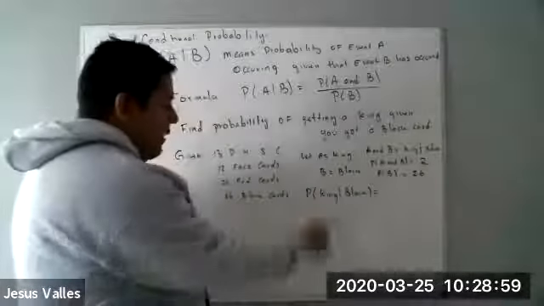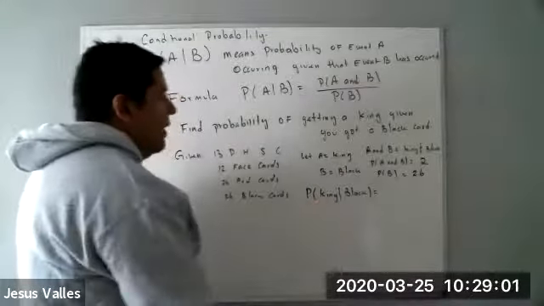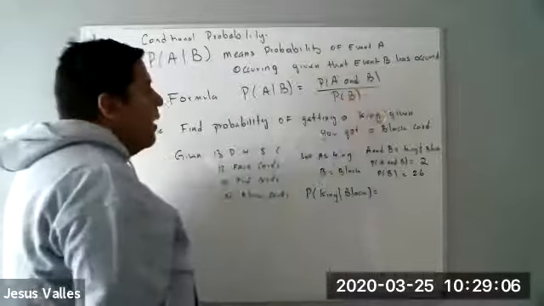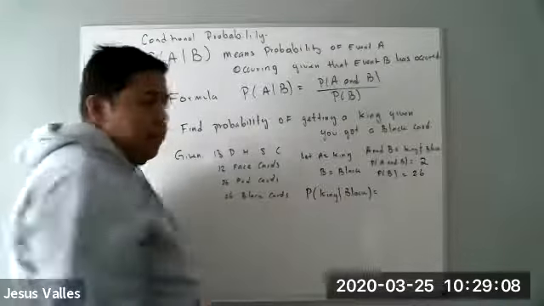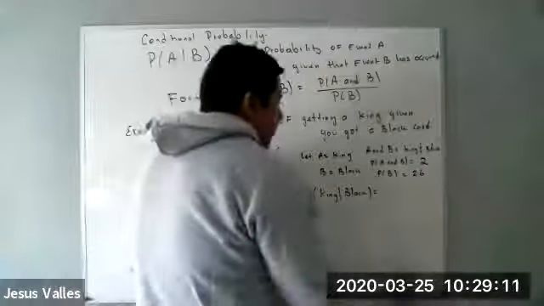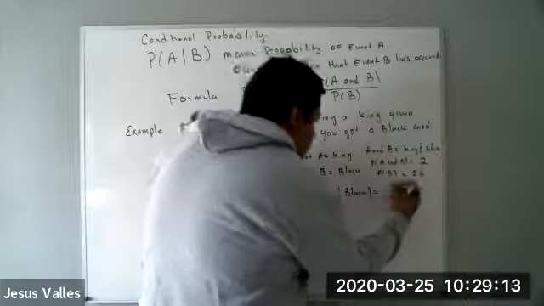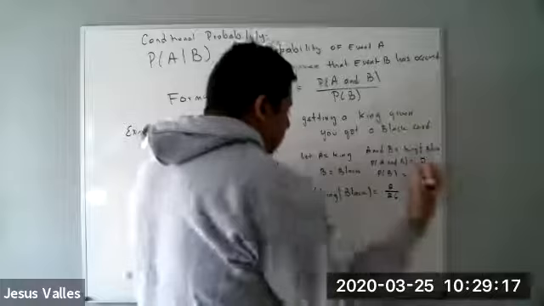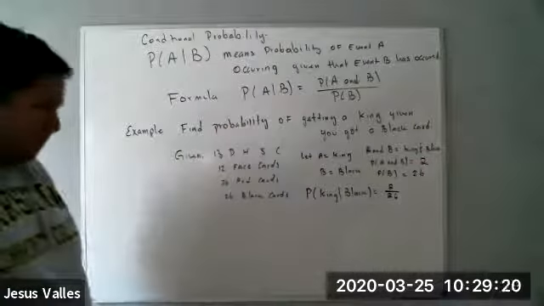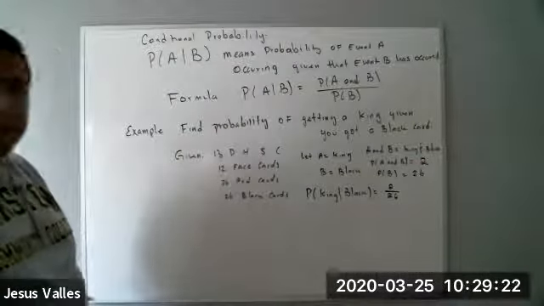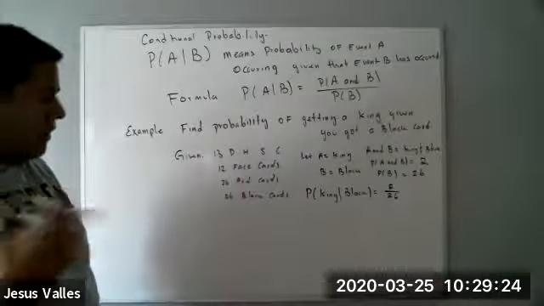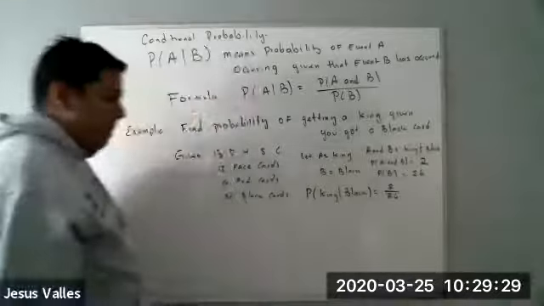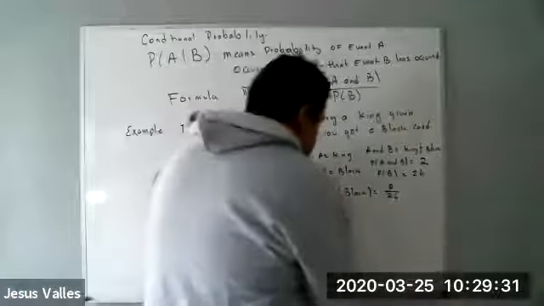So in total, when I do my king and black, I have my formula set up for me, where the probability of A and B is in the numerator and the probability of B is in the denominator. So in that case, I have 2 divided by 26. And that is my probability of getting a king given that I got a black card in my first try. Okay, so it's not too bad.